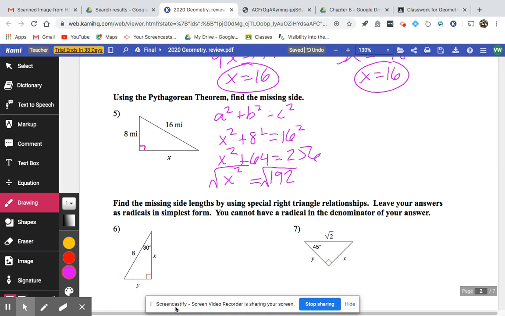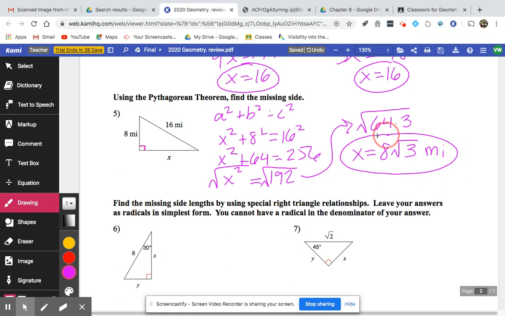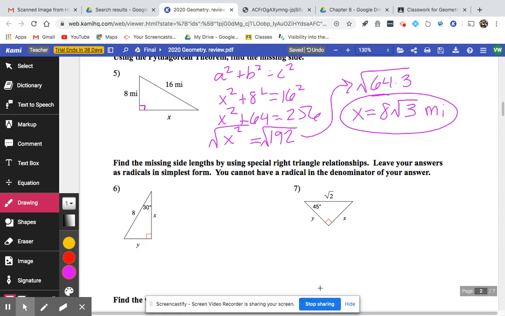That means you need to play around with your calculator, see if a perfect square divides into 192, and you should find that the largest one that does is 64. 64 times 3 is 192. Square root of 64 is 8. So you have 8 square root of 3, and don't forget your units, 8 root 3 miles. All right, number 6 and number 7, here we go.